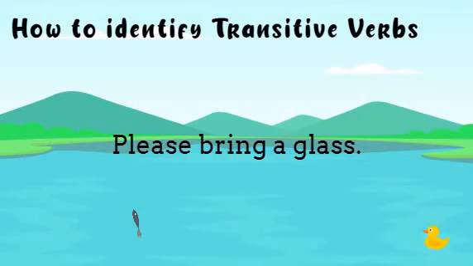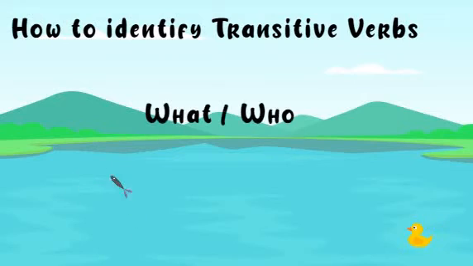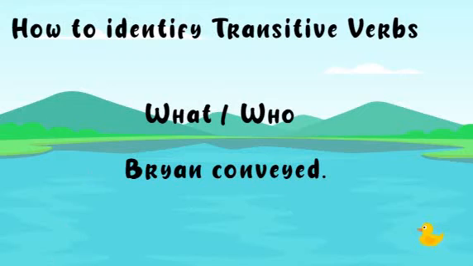Now, if we want to identify a transitive verb, we have to ask the verb the question what or who. For example, Brian conveyed. Conveyed what? So if we ask the verb the question what or who and get an answer, then we will say that the verb is a transitive verb.